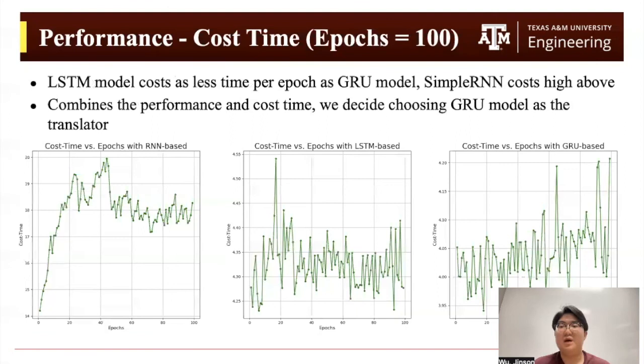Besides the performance, we compare the training time as well, since translation efficiency plays a critical role in this project. Less execution time means better translation efficiency in actual situations. Obviously, the LSTM and GRU models cost much less time than the simple RNN model. So, combining this with the performance results, we decide to employ the GRU model as the neural machine translator to compare with the conventional binary translator.